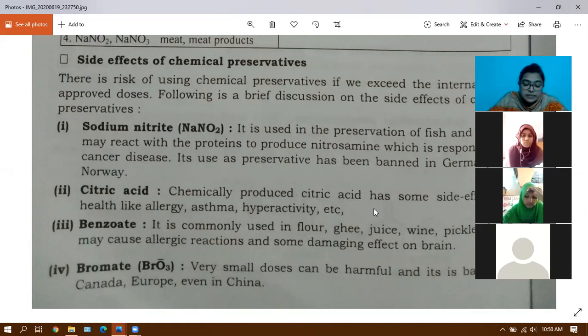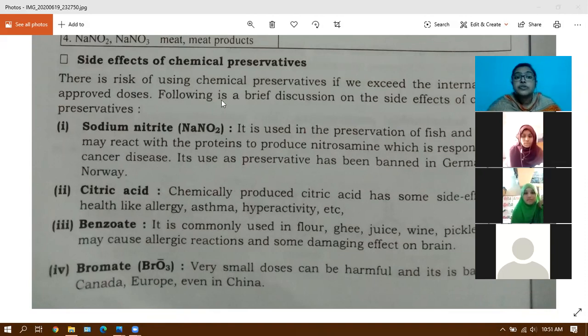Generally, a maximum permissible limit for preservatives has been set. We know nothing extra is good. When the use of a chemical preservative exceeds the internationally approved dose, it causes harmful effects on human health. Now we will discuss the side effects of chemical preservatives on human health.